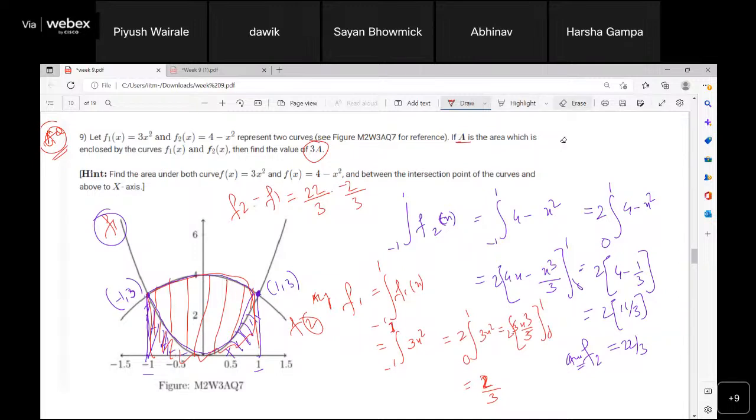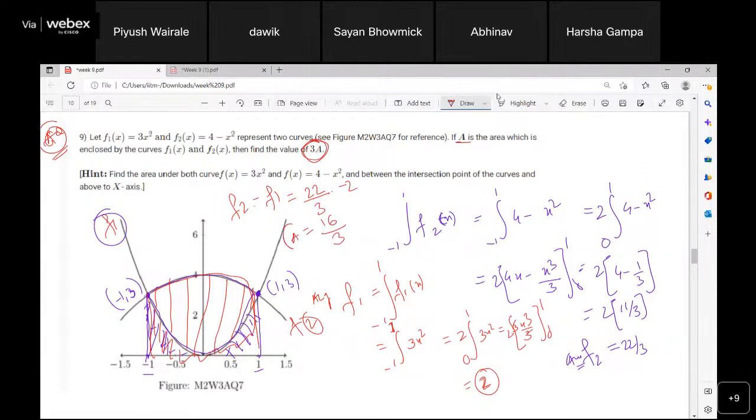Oh yeah, 3 will get cancelled. Two. 2 only. So this is still getting cancelled. It is 2 only, right? Yeah. So it will be 2. Now just subtract it. What am I getting? 16 by 3, right? Now we have to find out the value of 3a.